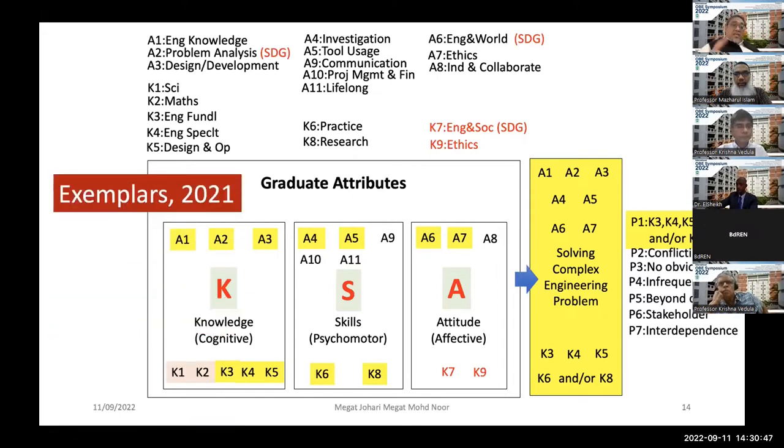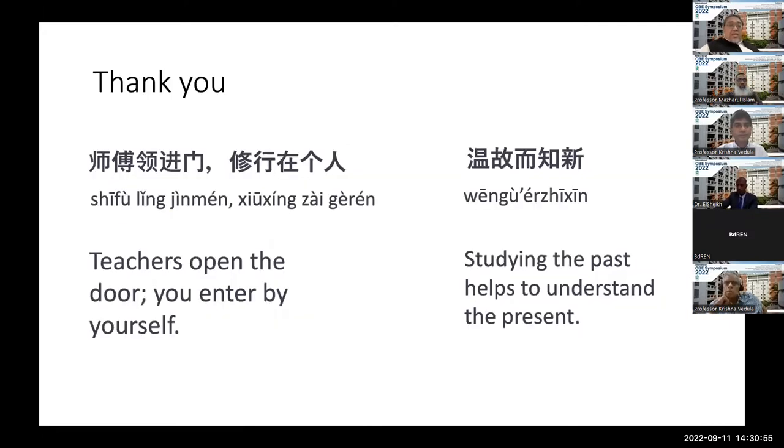I think this is an exemplar that is the latest coming from the International Engineering Alliance and the Washington Accord. I think I'll end with the teachers actually open the door, you enter by yourself. And studying the past helps to understand the present. These are amongst the things in the philosophy that, if we could incorporate them, would enable our students to be articulate and critical in many areas, and to have the right knowledge in the area that they are practicing.